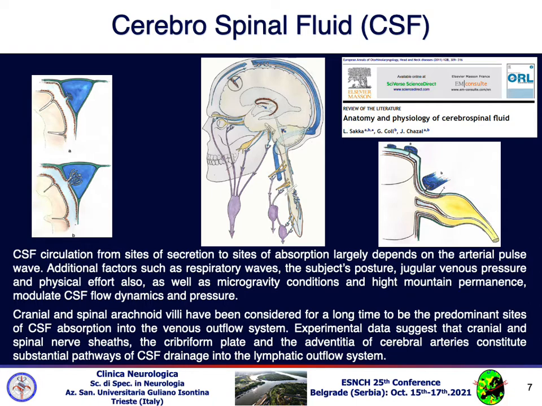Cranial and spinal arachnoid villi have been considered for a long time to be the predominant sites of CSF absorption into the venous outflow system. Experimental data suggest that cranial and spinal nerve sheaths, the cribriform plate, and the adventitia of the cerebral arteries constitute substantial pathways of CSF drainage into the lymphatic outflow system.